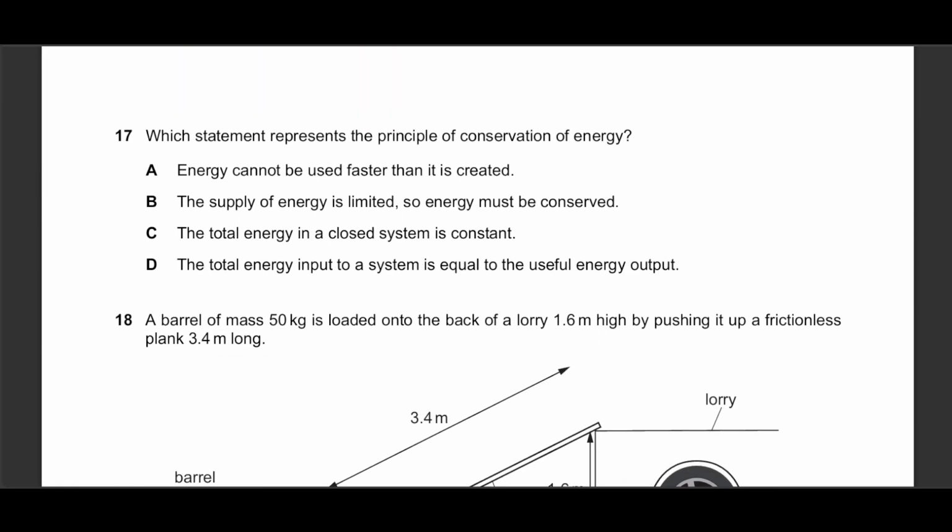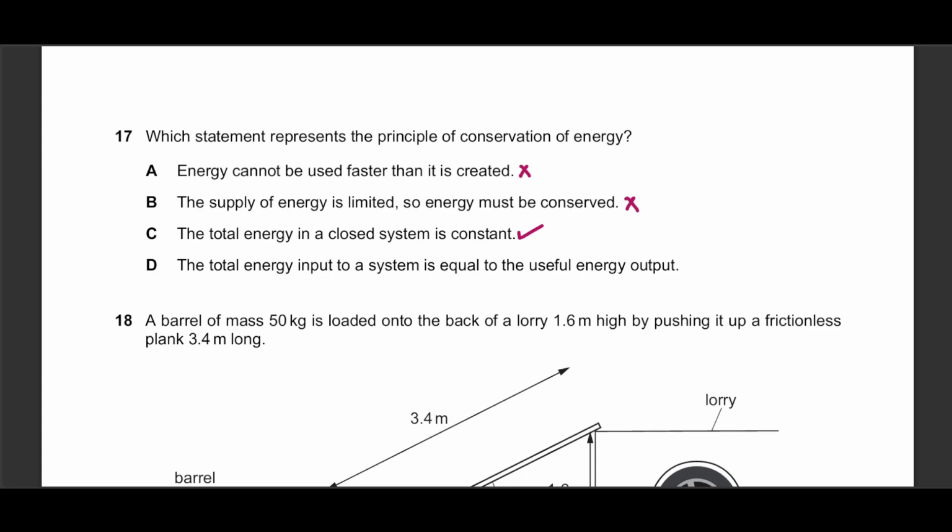Question number 17. Which statement represents the principle of conservation of energy? A good question in terms of the concept, but an easy one. Energy cannot be used faster than it is created. It can be in some cases, but not entirely true. The supply of energy is limited, so energy must be conserved. No. The total energy in a closed system is constant. Yes, this is much closer to the definition of conservation of energy.